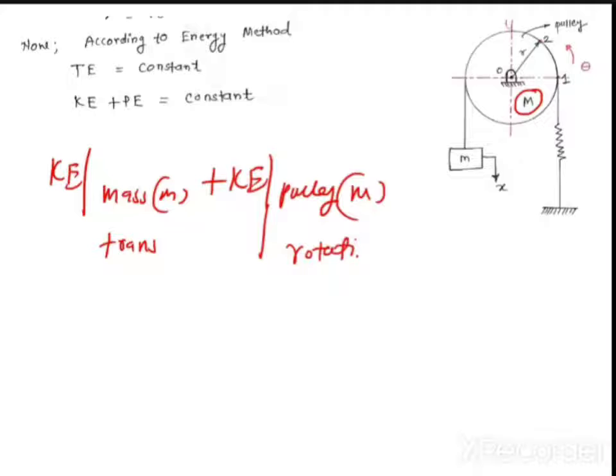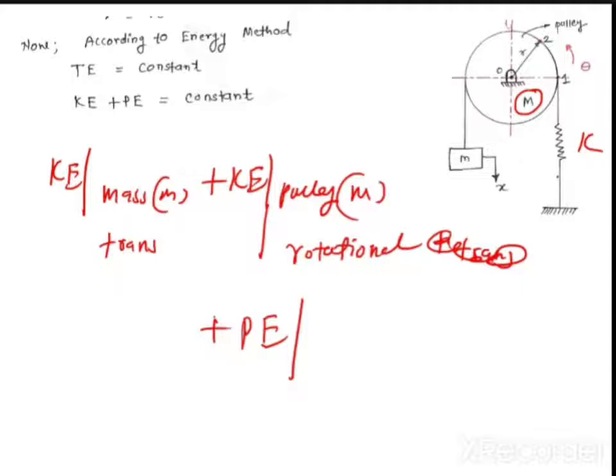And if the center was not fixed, what would have become? The kinetic energy of pulley would be rotational plus translational, right? And now here the pulley is fixed. I will also solve the problem where the pulley is not fixed. Plus, now potential energy, that is strain energy of what? Of spring k.